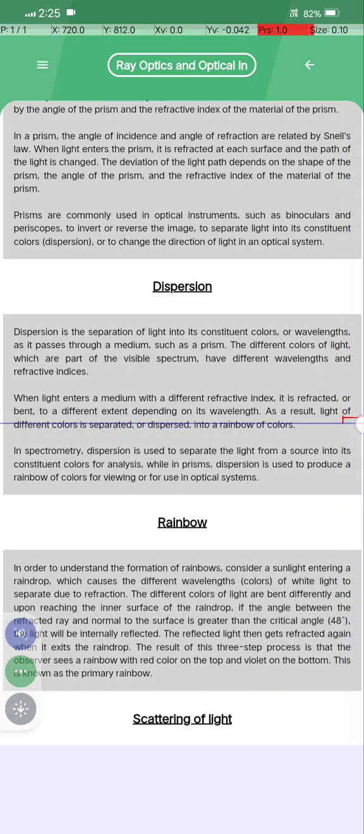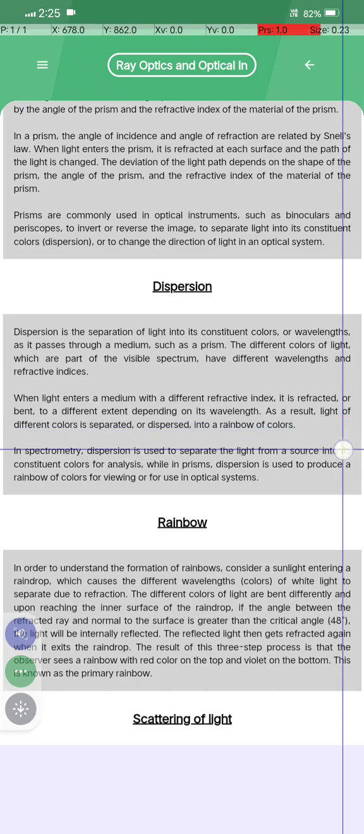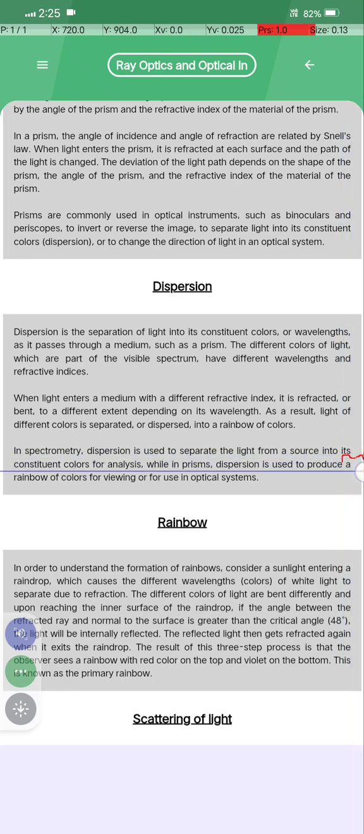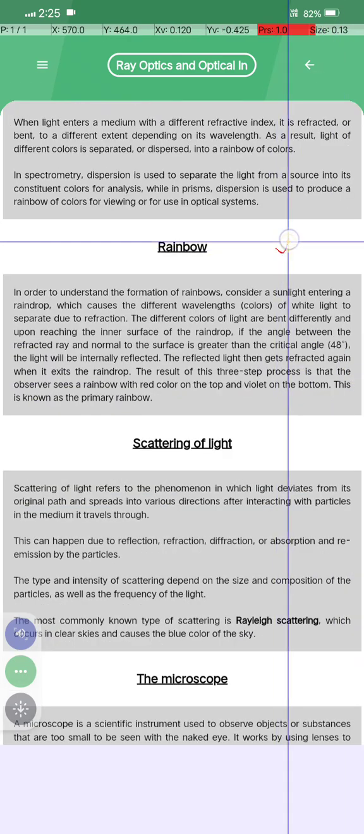As a result, the light of different colors is separated or dispersed into a rainbow of colors. In spectrometry, dispersion is used to separate the light from a source into its constituent colors for analysis, while in a prism, dispersion is used to produce a rainbow of colors for viewing or for use in an optical system. Okay. उसके बाद आता है रेनबो. रेनबो क्या होता है देखो.